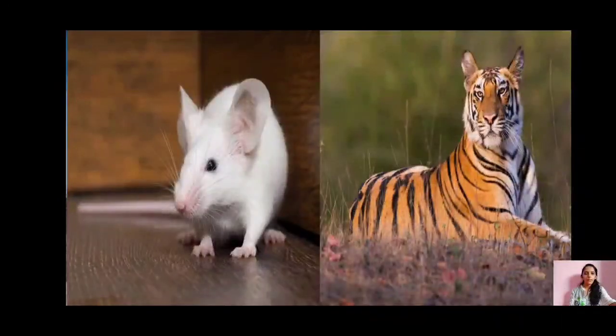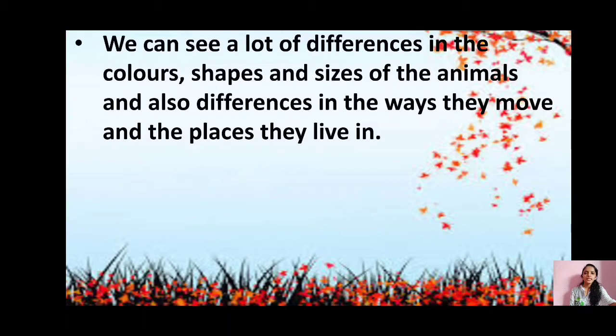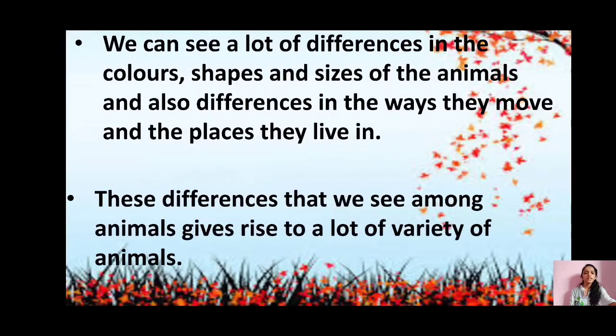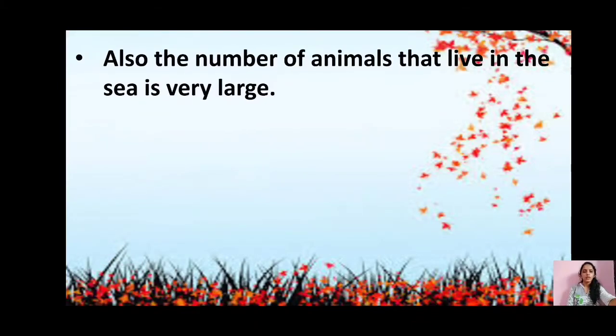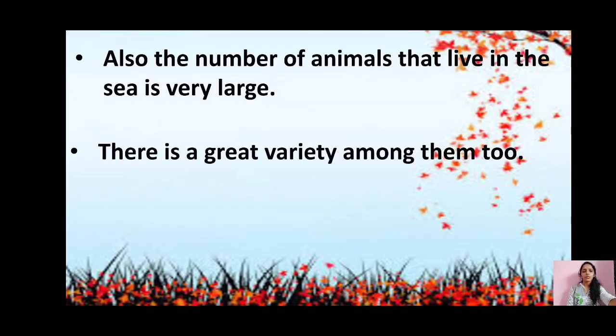So, this was all about a few animals we are familiar with. Familiar means well known, but there are many more animals in the world. We can see a lot of differences in the colors, shapes and sizes of the animals and also differences in the ways they move and the places they live in. These differences that we see among animals give rise to a lot of variety of animals. Variety means the state of having different forms. Also, the number of animals that live in the sea is very large. There is a great variety among them too.